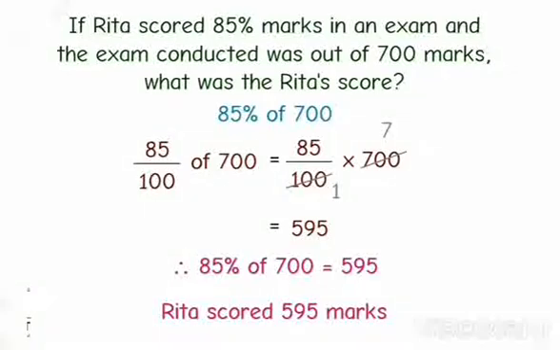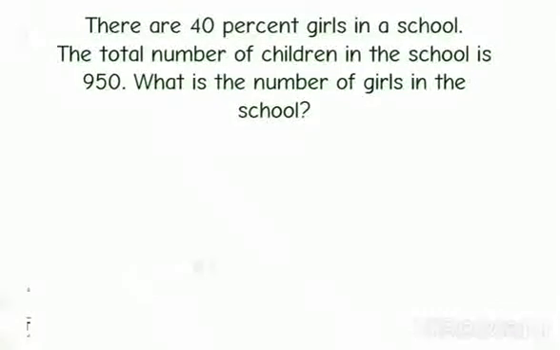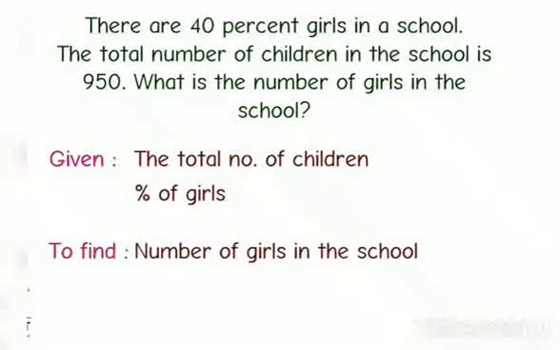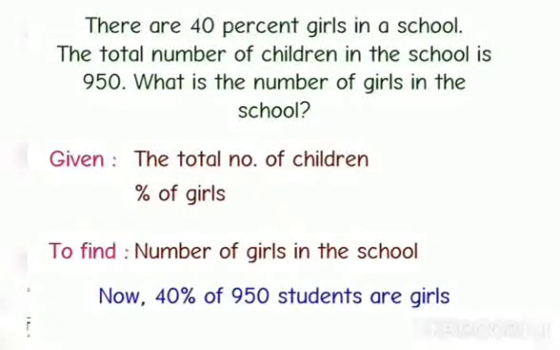A very easy process. There are 40% girls in a school. The total number of children in a school is 950. What is the number of girls in the school? We are given the total number of children and the percentage of girls, and we have to find the number of girls in the school. Now 40% of 950 students are girls.